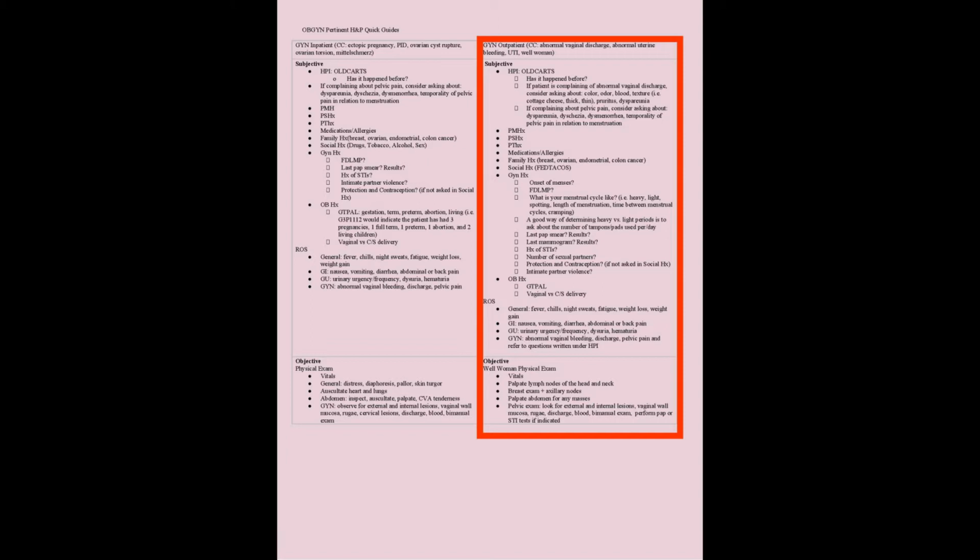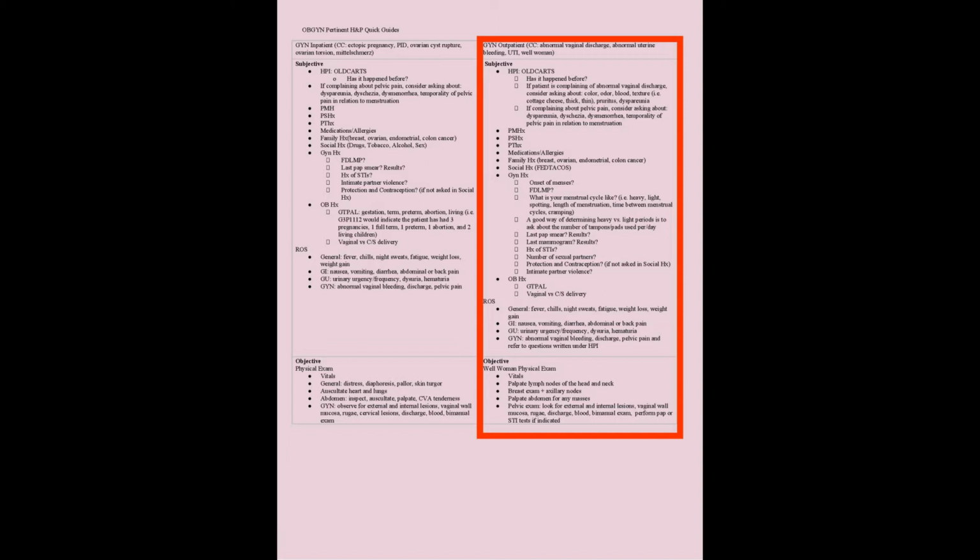Inquire about what their menstrual cycle is like. So ask about if it's heavy, light, if they're spotting, the length of menstruation, and then time between menstrual cycles and cramping. In terms of determining how heavy or light a period is, one way to do that is to ask about the number of tampons or pads used per day.